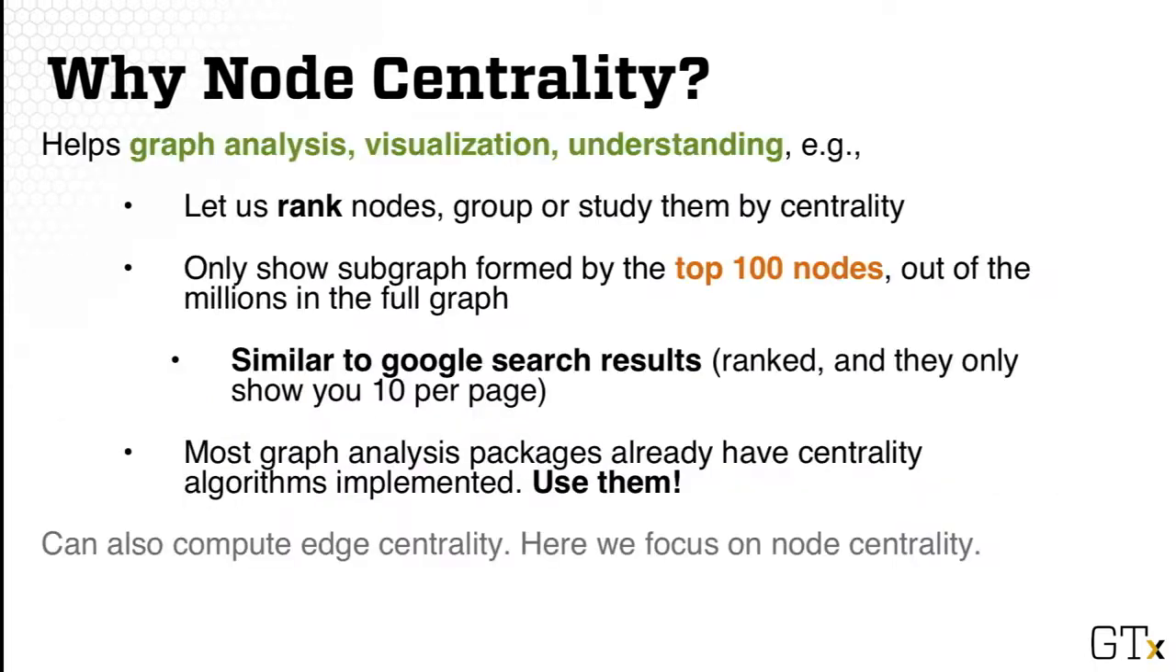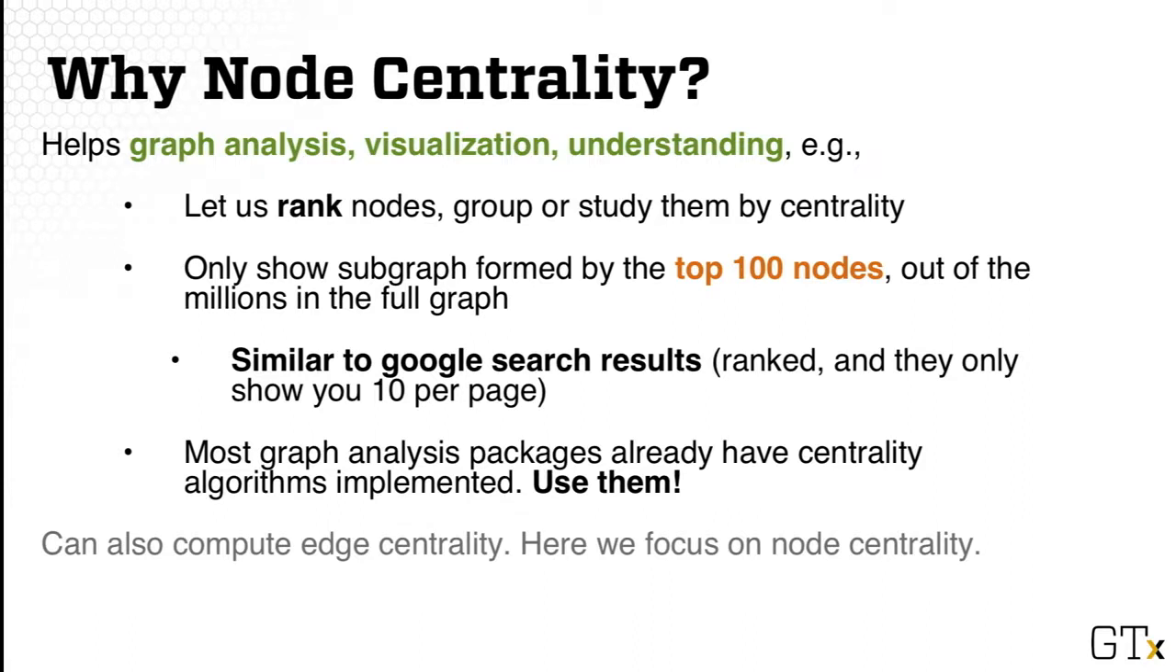So having the ranking of nodes would help us with graph analysis, help focus our attention, and it would also help us with visualization and understanding. For example, instead of visualizing all 1 million nodes, we can just focus on the subgraph formed by the top 100 nodes, out of the millions of nodes in the whole graph.